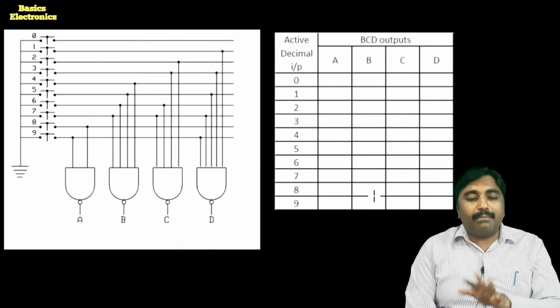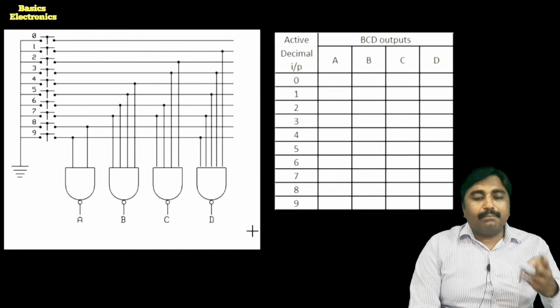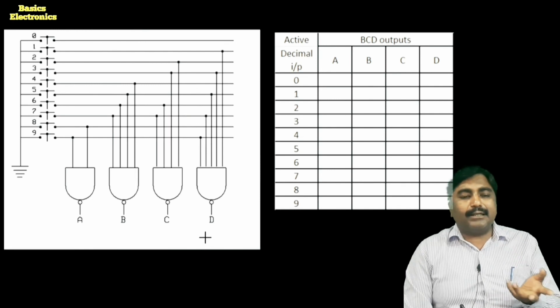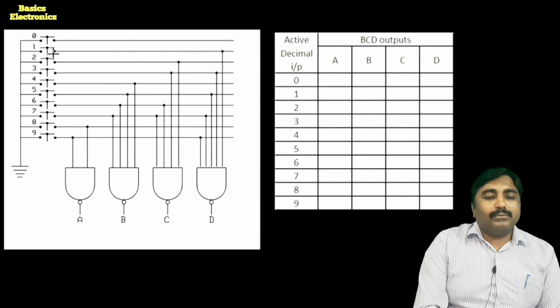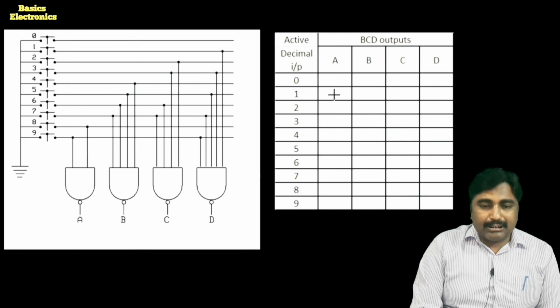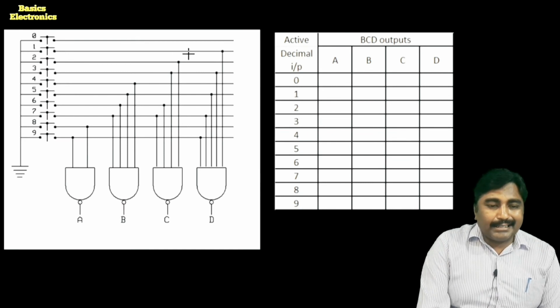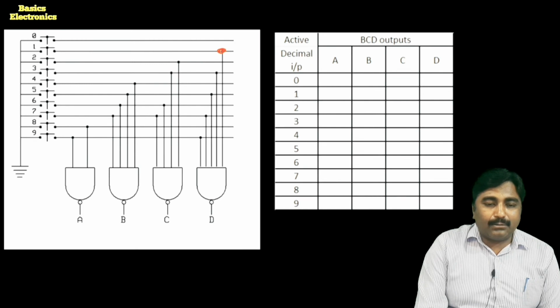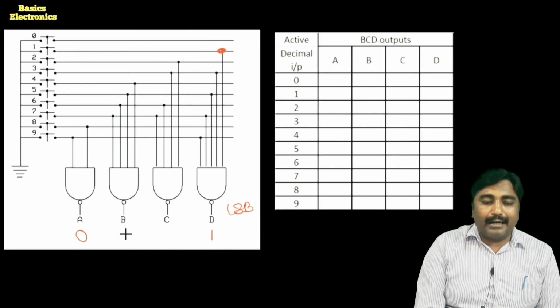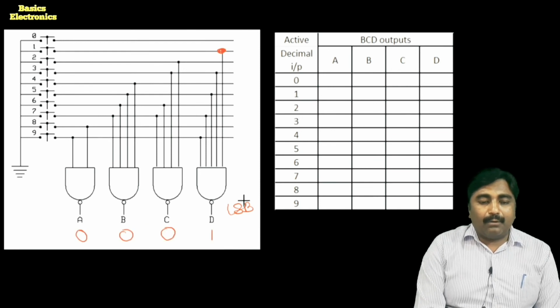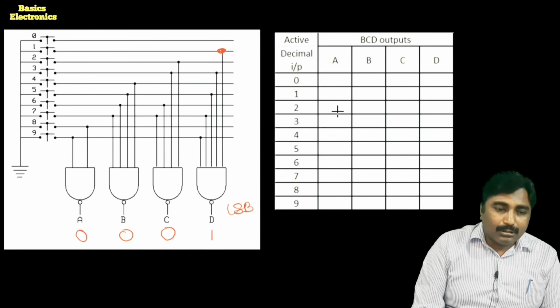The truth table is again the same. We can see a few entries from it, or we can see all the entries. Suppose switch number 1 is pressed. Where is switch 1 connected? It is connected to the last gate, the LS bit gate, and the output of this LS bit D is equal to 1. Naturally, the output of all the other gates is equal to 0.